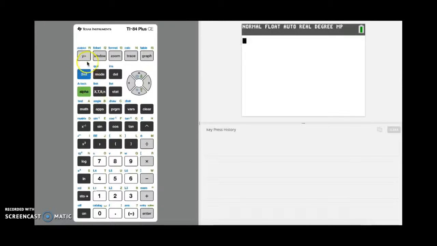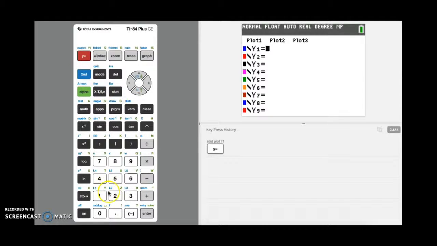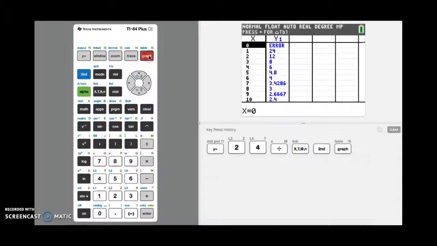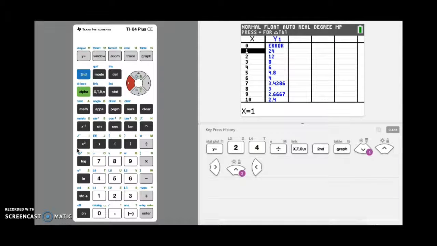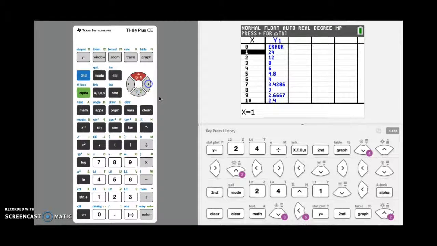So I'm going to go to y equals, type in 24 divided by x, and go to second graph. Starting with 1, 1 is a perfect cube because 1 times 1 times 1 is 1, but it's not really going to do anything for us. We want a number aside from 1. I'm going to show you how to check the rest of the numbers.